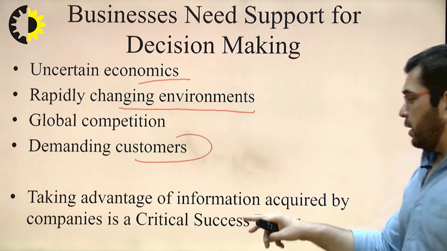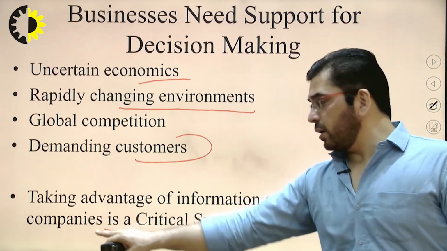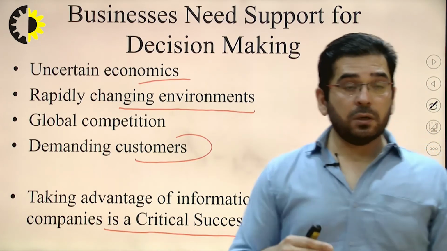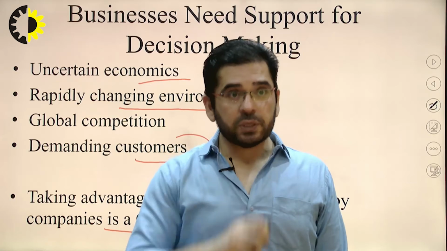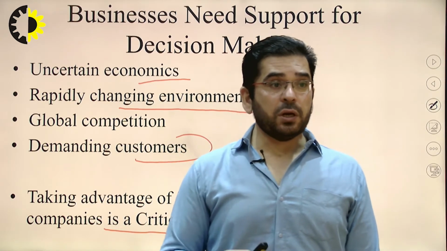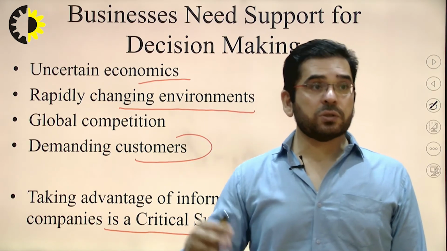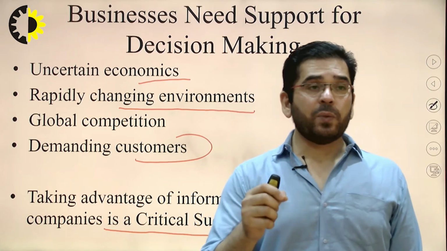So taking advantage of information acquired by companies is a critical success factor. Nowadays companies like Google, Facebook, Twitter are using our data to improve the business of all organizations or some other organization. I will give you one very interesting example.